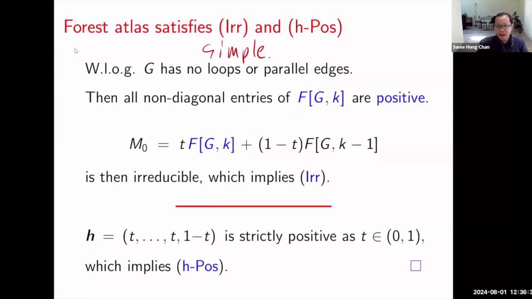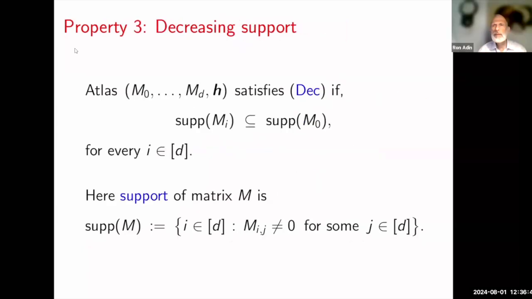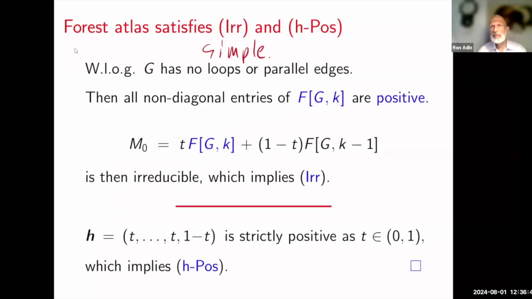Okay. Up till here, everything clear? Okay. Next step. Yes, a question. This depends on K, right? It depends on the maximum size of a spanning forest, doesn't it? That's a good question. It depends on the value of K. If K is too big, then this matrix will be the zero matrix.